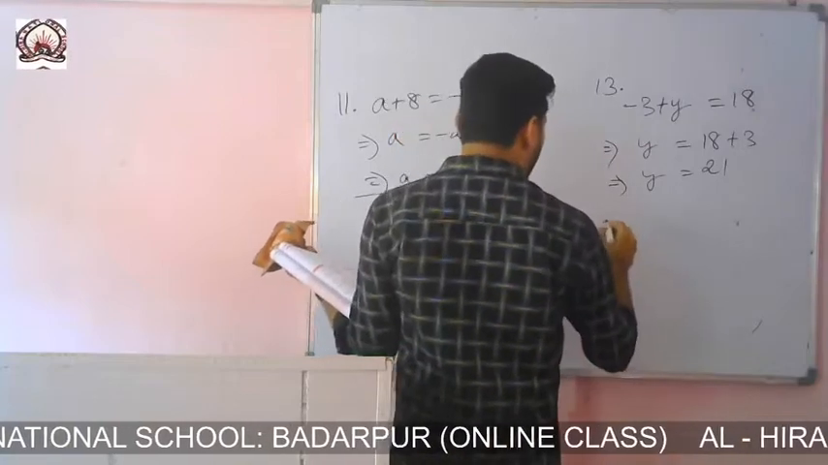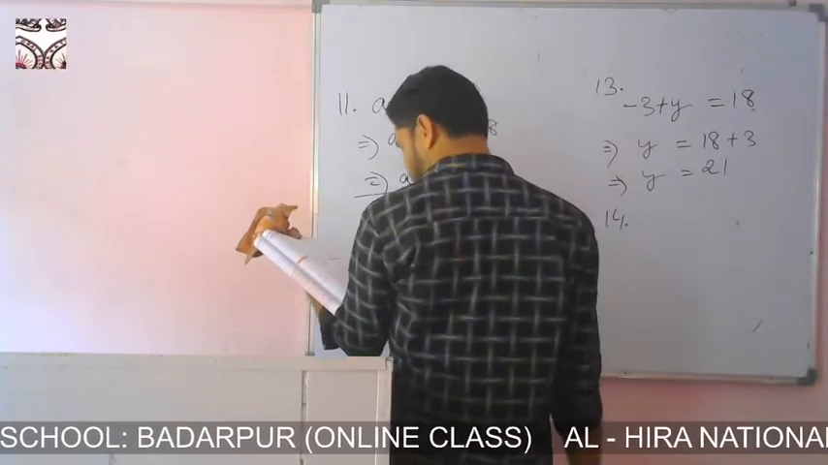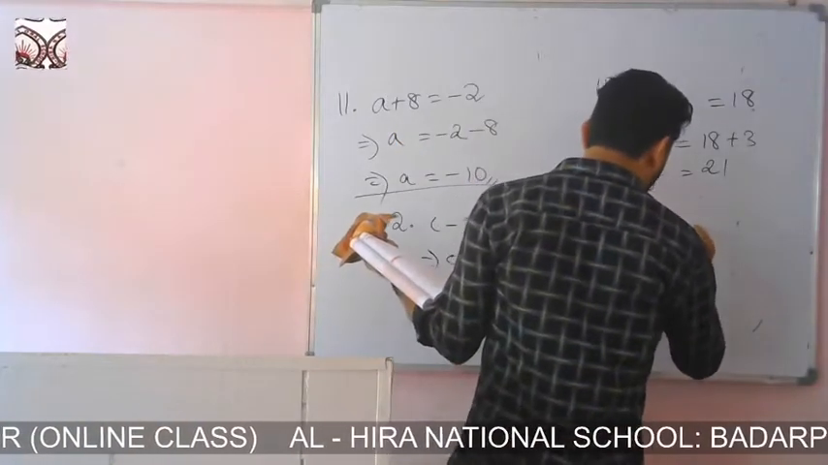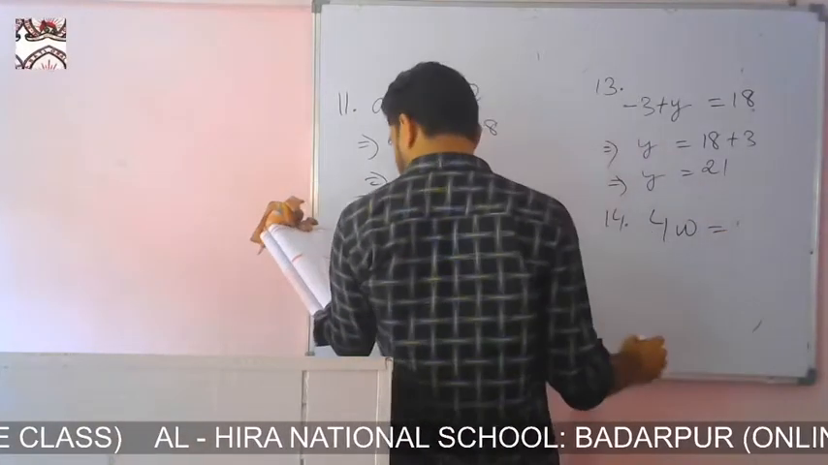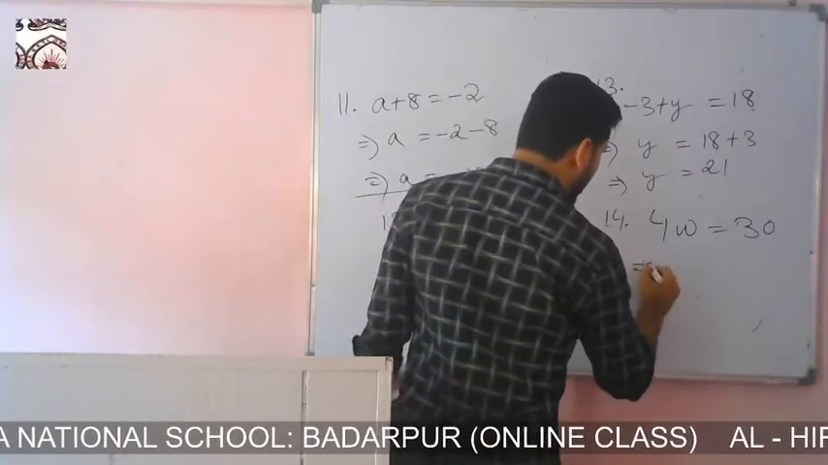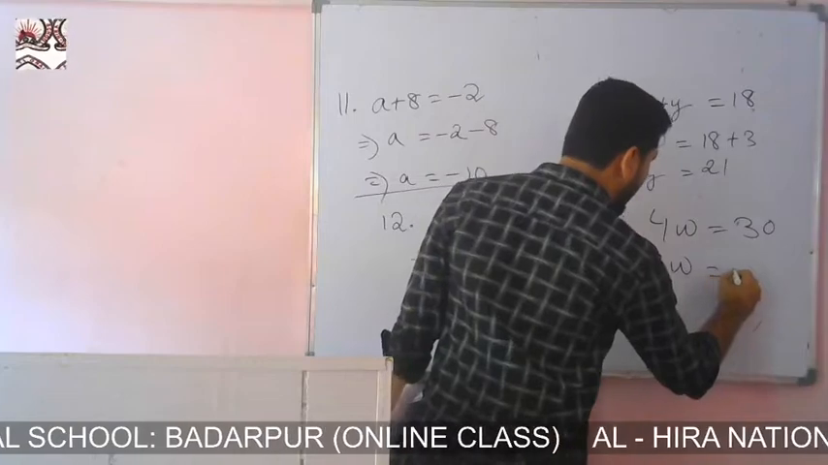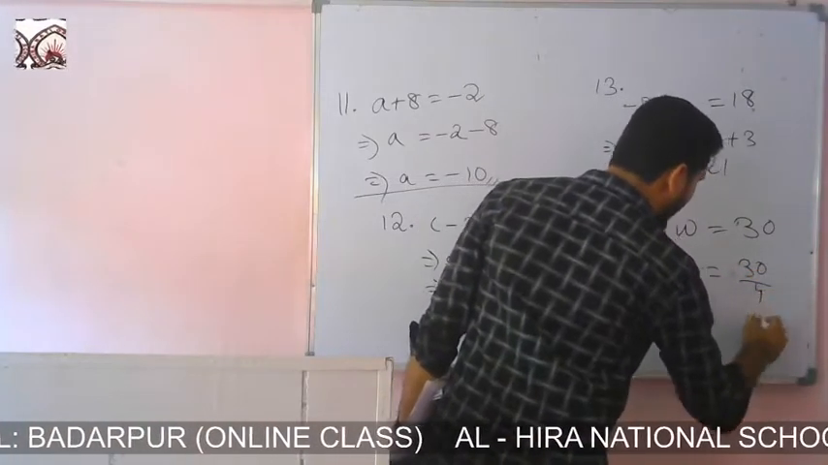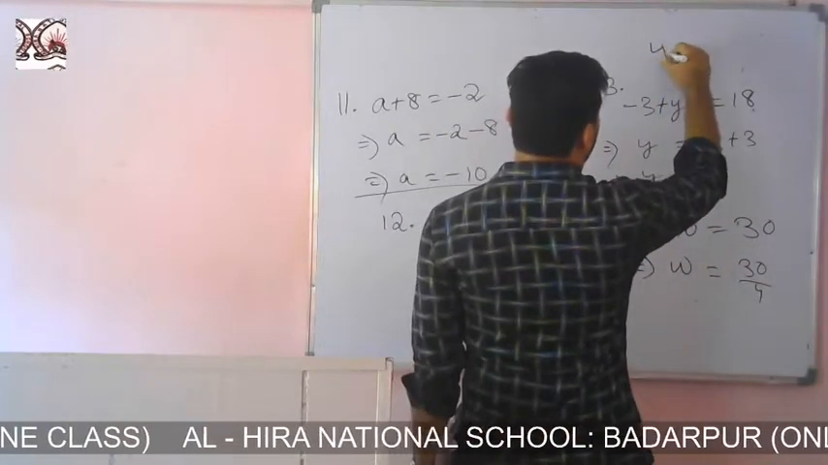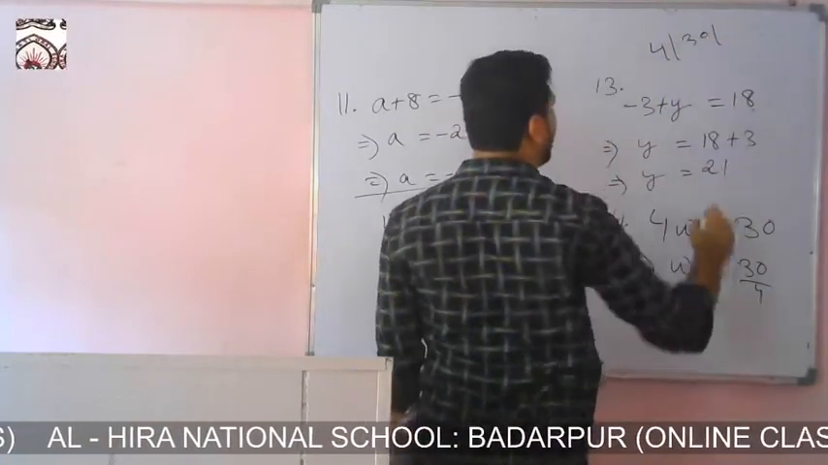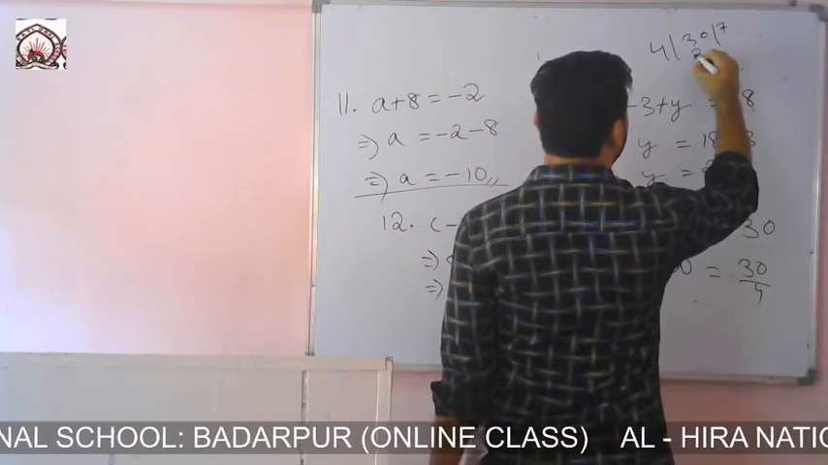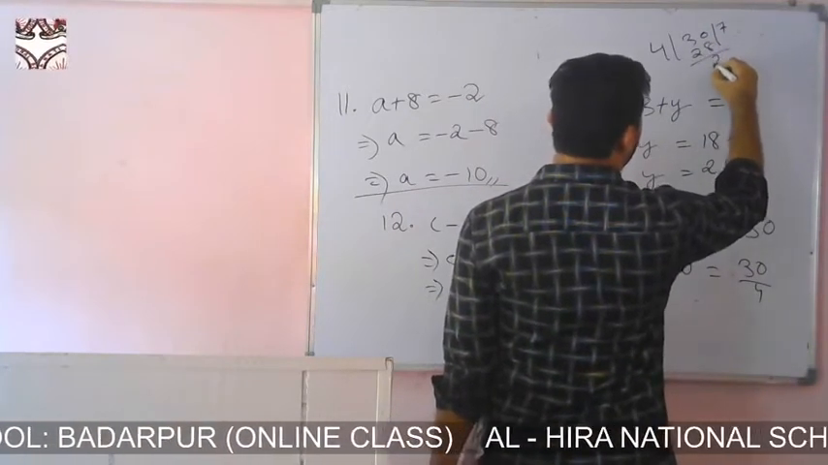Okay, now come to question number 14. 14 is what? You see, 4w equals to what? 30. 4w equals to 30. Okay, then you have to find w. W equals to what? 30 by 4. Okay, then if we divide, then we will get what? 4 into 30. If we divide, then we will get what? 4 7s are 28. Okay, hence remain 2.